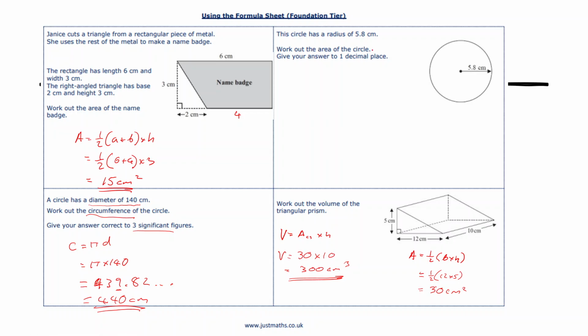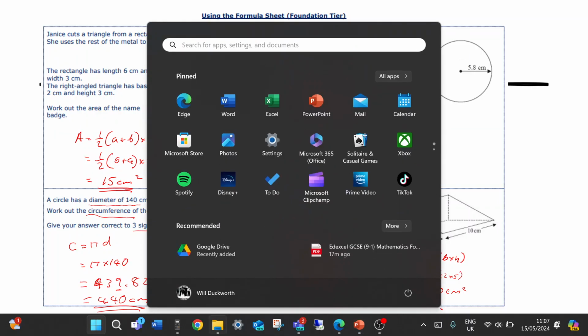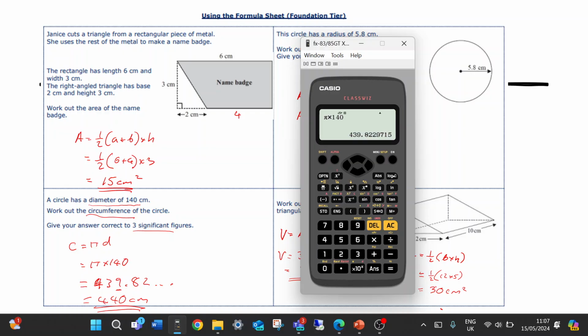Okay, and then the final one on this section: a circle has a radius of 5.8. So radius 5.8, work out the area, correct to 1 decimal place. So the formula for the area is given to you on the formula sheet. Area is equal to pi r squared. So area is going to be equal to pi times by 5.8 squared, which is going to be equal to, going to my calculator to get the decimalized version.